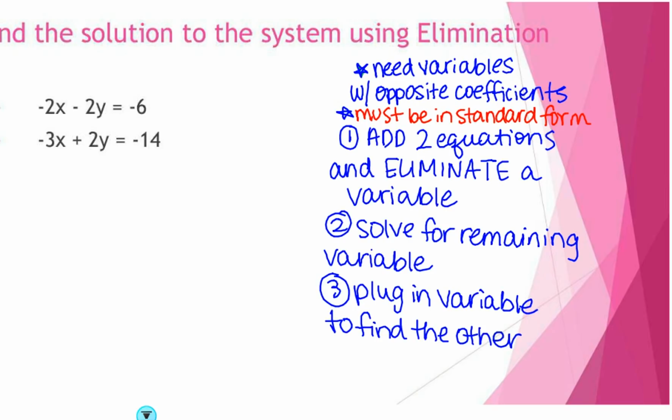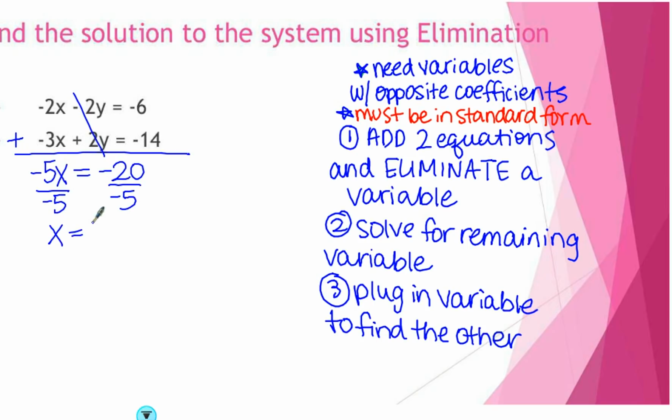They're both in standard form, and right here we have a -2y and a +2y. What we're going to do is crazy looking, but we're going to draw a line here and actually add these two equations together, or combine like terms. If I have -2x and -3x, that means a total of -5x. Our y's will be eliminated because -2y and +2y is 0y, and this equals -20. Then we finish solving for x, and I get x is equal to +4.